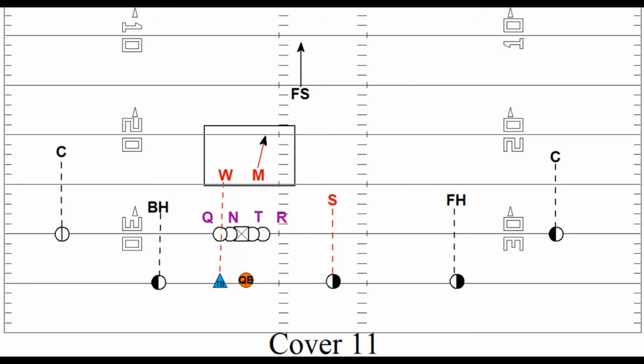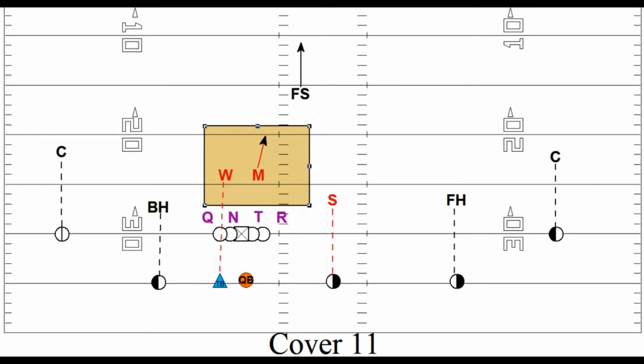Now, the next thing is what's that other digit for? The other digit is what's called a hole player. Cover 11 means there's 1 free safety, 1 deep, and 1 underneath hole player. So there's 1 zone player in the underneath area and 1 deep player. That is the middle linebacker in this picture because the Will's covering the tailback.